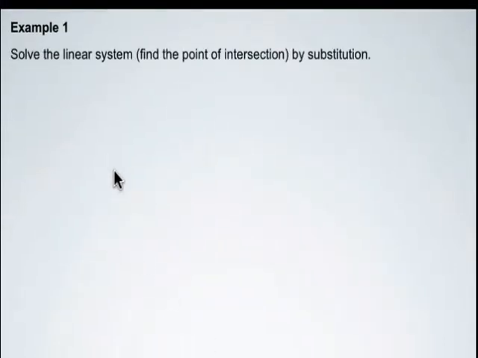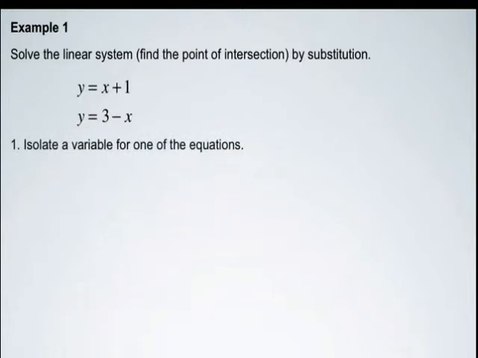And we want to solve the linear system y equals x plus 1 and y equals 3 minus x. And the first step was we had to isolate one of the variables. And we've done this in each of them, because here we've got y all by itself and we've got y all by itself there. So y is already isolated. So we're done step 1.